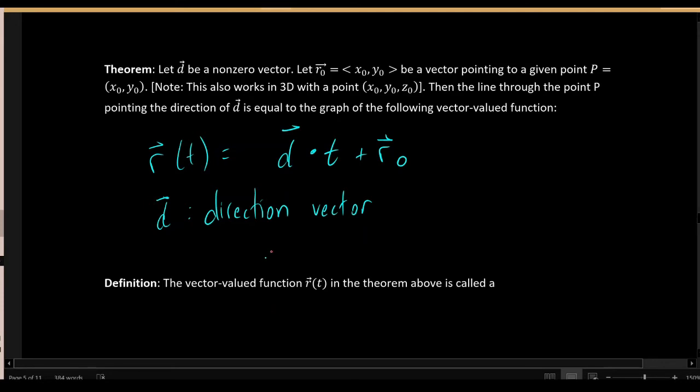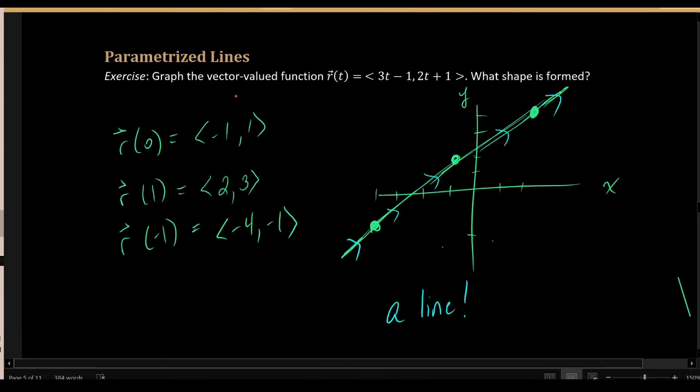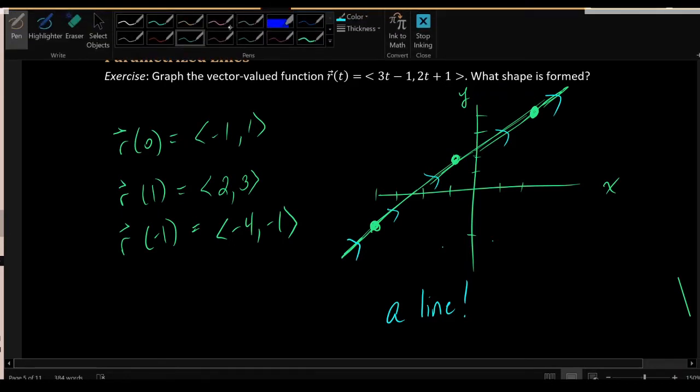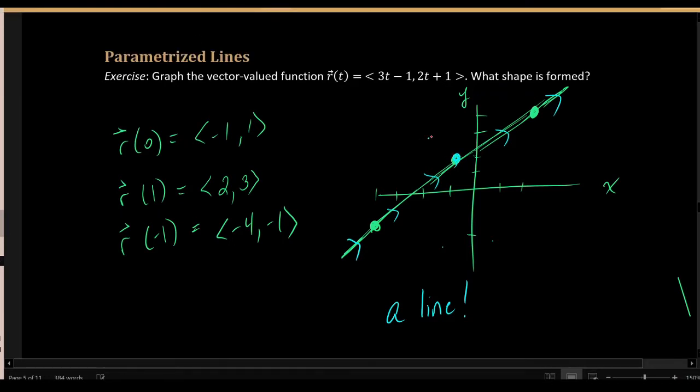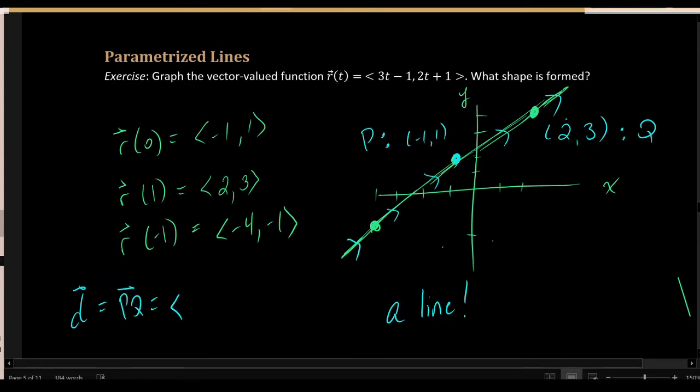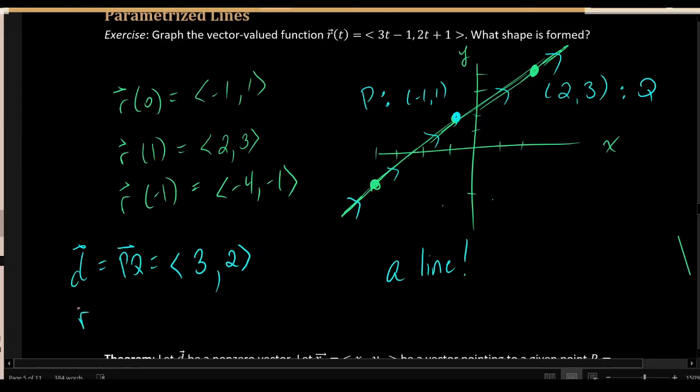Let's compare that with the example that we just had. When we graphed this line, we saw that it passed through the 2 points where we had negative 1, 1, and we had 2, 3. Let me call this point P and this point Q. Now if I looked at the vector stretching from P toward Q, that vector would have the coordinates final minus initial: 2 minus negative 1, 3 minus 1. Additionally, our line passes through the point negative 1, 1.